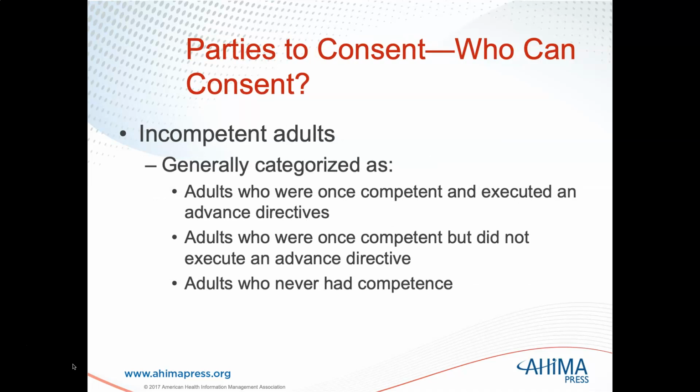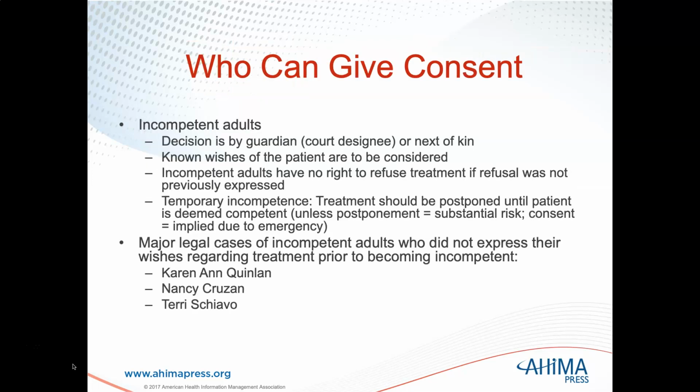Incompetent adults are adults who were once competent and who have executed advance directives, or adults who were once competent but did not execute an advance directive, or adults who never had competence. Incompetent adults cannot give consent. The decision has to be made by their guardian or a court-appointed person or their next of kin. If there are any known wishes of the patient, that has to be considered.